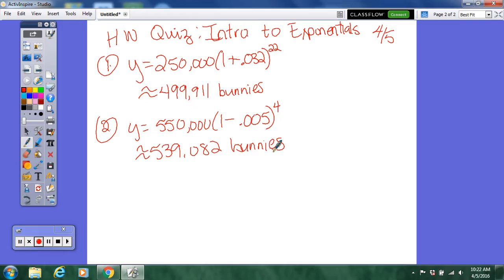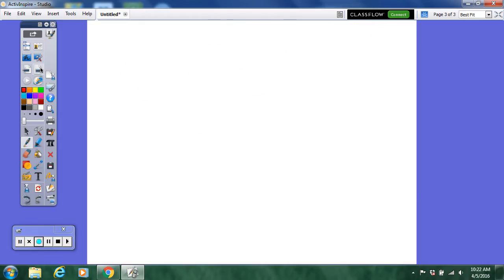All right, so number 3, the value of an antique car can be calculated by this equation: f of x equals 36,500 times 1.025 to the x.